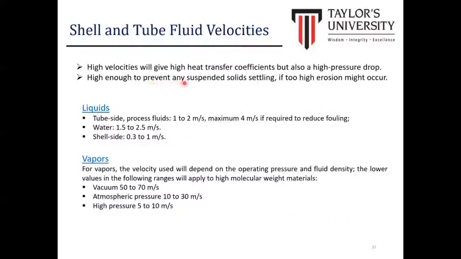Okay, the higher velocity will give a high heat transfer coefficient, but also higher pressure drop. The velocity should be high enough to prevent any suspended solid settling, but if too high, it may lead to corrosion or erosion. Okay, for the liquid on the tube side, the process fluid should have the velocity of 1 to 2 meters per second, but the maximum flow can be used if required to reduce fouling. Okay, the typical range of the velocity for water is from 1.5 to 2.5 meters per second, and for the shell side is 0.3 to 1 meter per second.